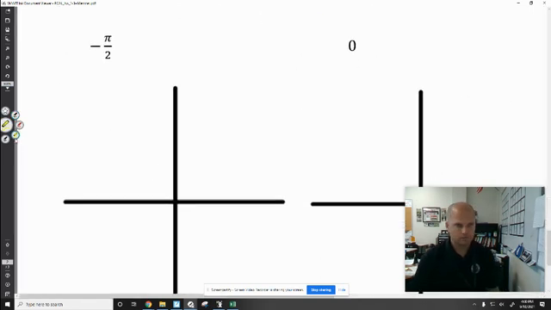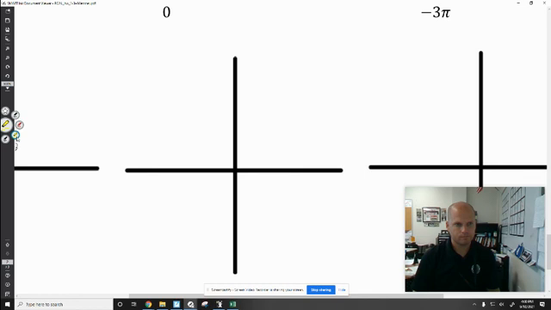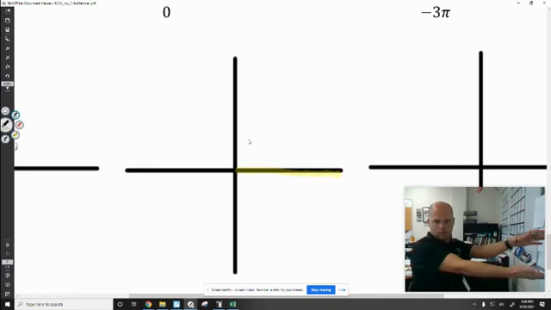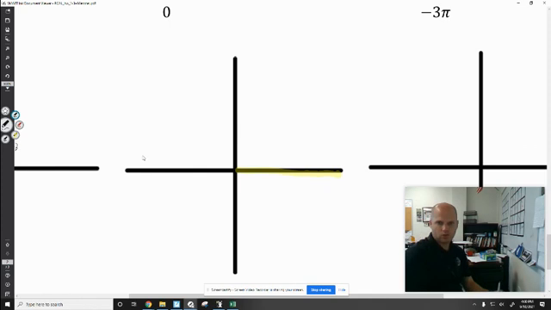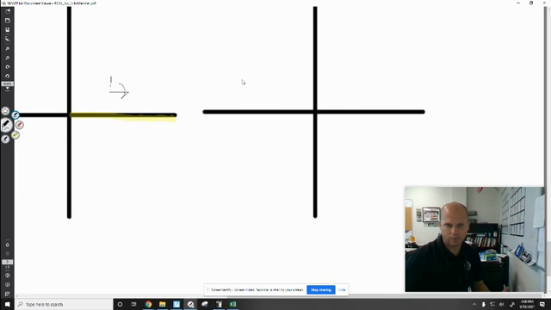Negative pi over 2, this direction, 90 degrees from 0, that direction. Down 1, consider that negative on the y-axis. Not going to the left or to the right at all. Angle 0 is here. That's the angle 0. If this is a unit circle, I travel to the right 1, right? Not going up or down at all. Negative 3 pi.